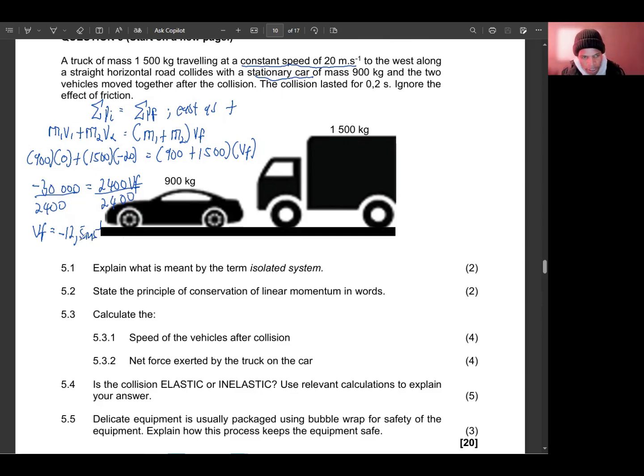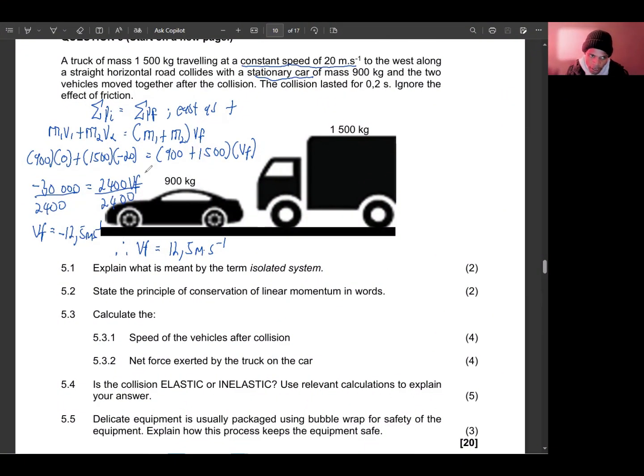Now, obviously, we understand the negative is indicating the direction. So therefore, because we are looking for the speed, we are just going to say it's 12.5 meters per second. Note that we are looking for the speed, so there's no need for us to say west because speed is just a scalar and has no direction, right? So, okay, 12.5 meters per second. That's the speed of the vehicles after the collision. So that's the speed of the whole system of the truck and the car now.